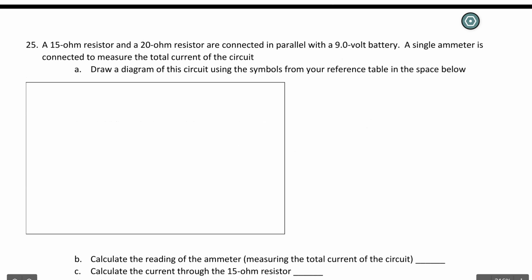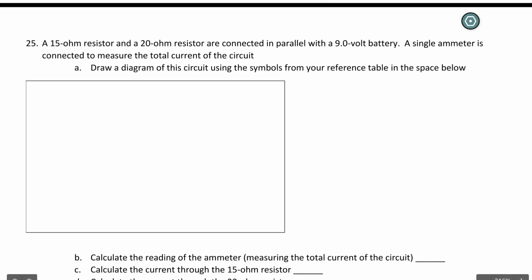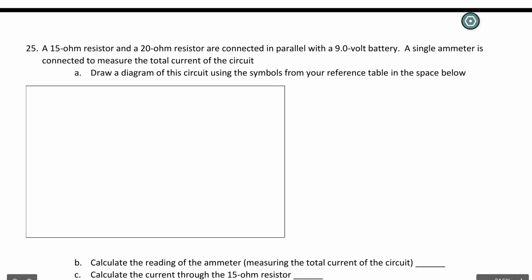Nice. 25. A 15 ohm resistor and a 20 ohm resistor are connected in parallel with a 9-volt battery. So let's draw that. It says a single ammeter is connected to measure the total current of the circuit. Okay, so we have our 9-volt battery. I always start with the battery. All right, and we want to know the total current.